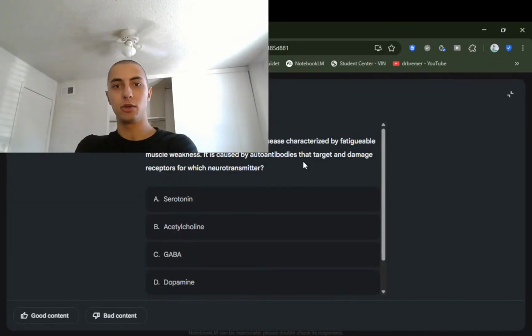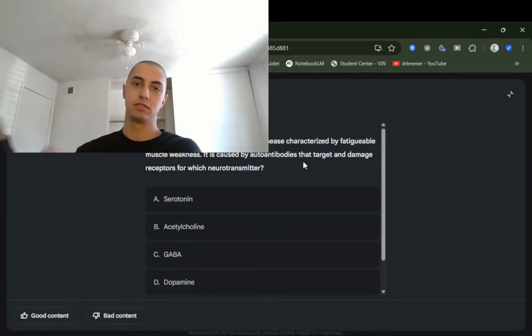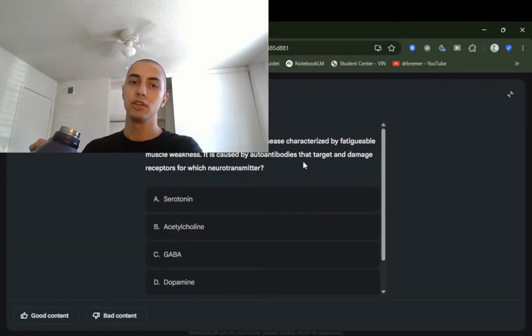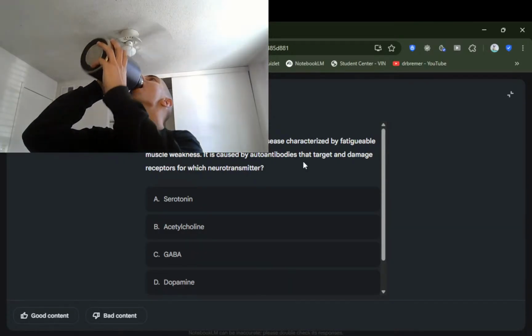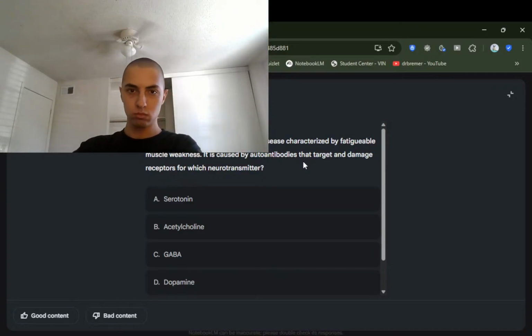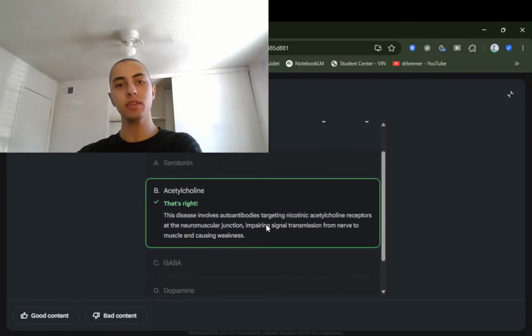Myasthenia gravis is an autoimmune disease characterized by fatigable muscle weakness. It is caused by autoantibodies that target and damage receptors for which neurotransmitter? Acetylcholine. This disease involves autoantibodies targeting nicotinic acetylcholine receptors at the neuromuscular junction, impairing signal transmission from nerve to muscle and causing weakness.